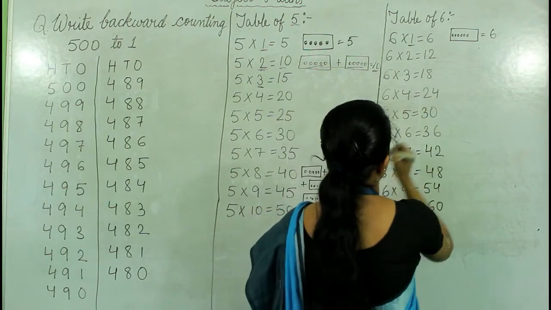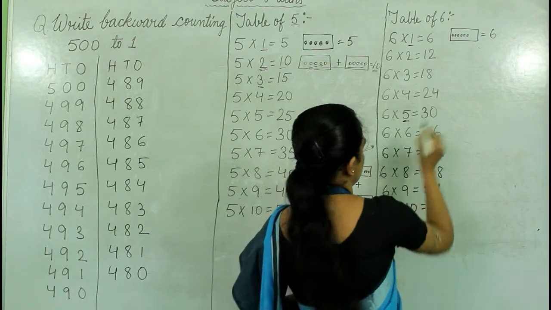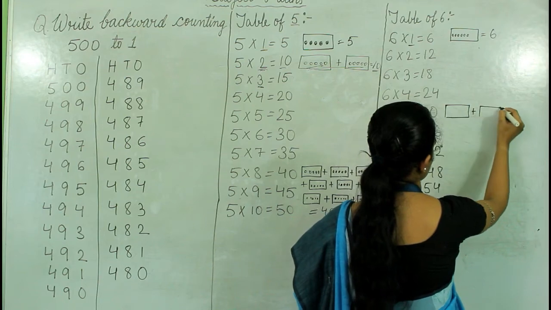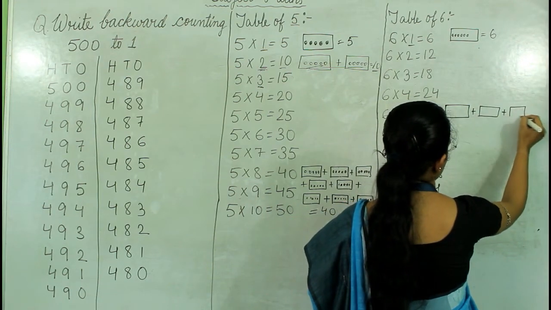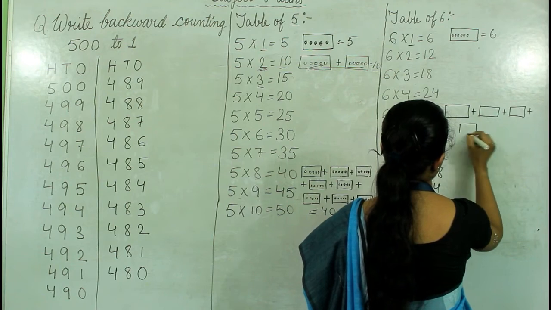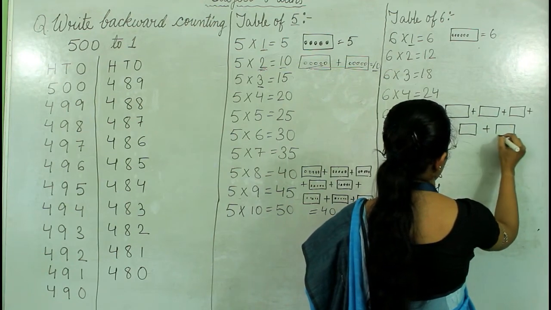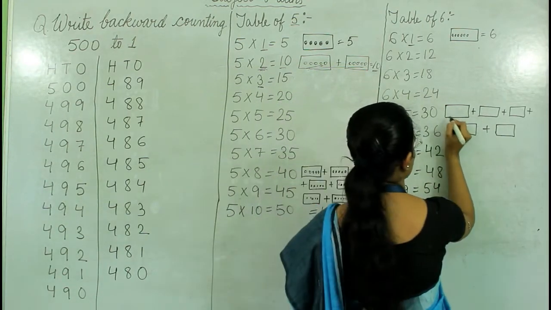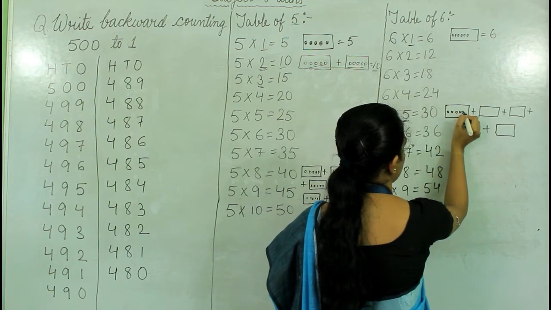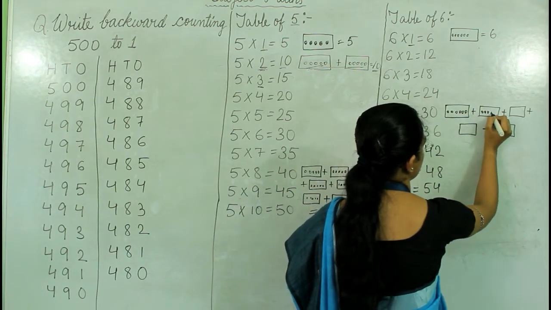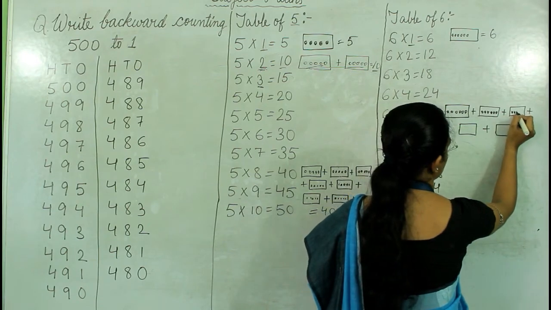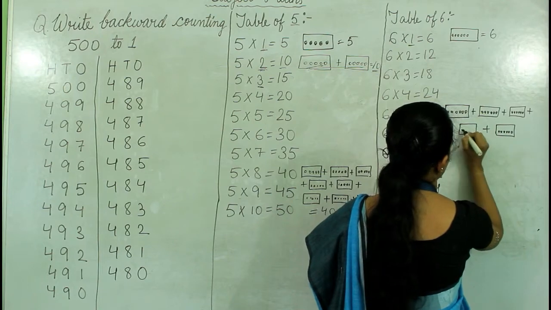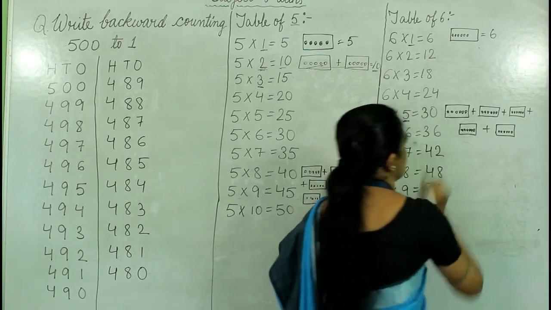Now here we have 5. So how many boxes do we have to draw? 5 boxes. 1, 2, 3, 4, 5 boxes. And each box has how many balls? 6 balls. Why? Because we are doing the table of 6. Each box has 1, 2, 3, 4, 5, 6 balls.